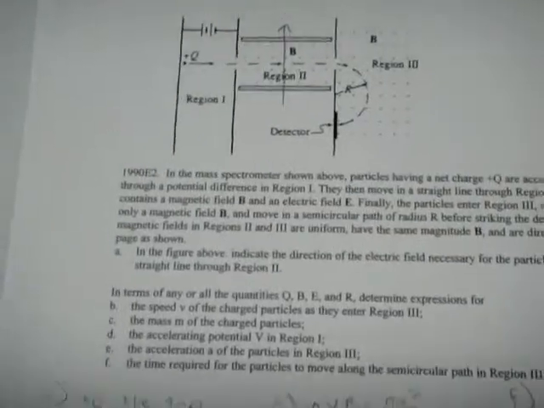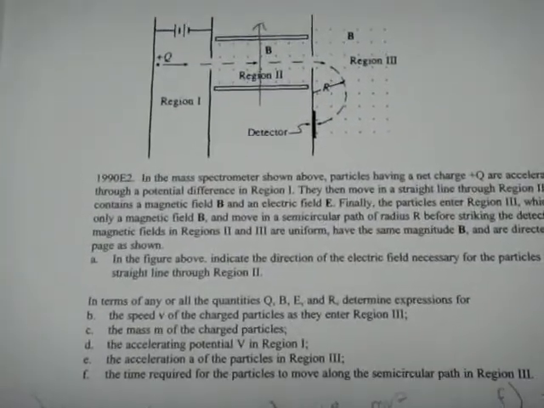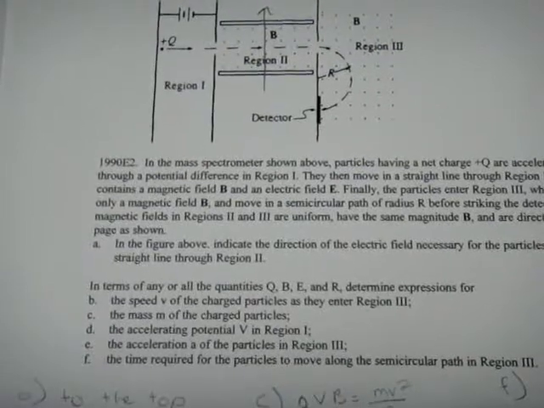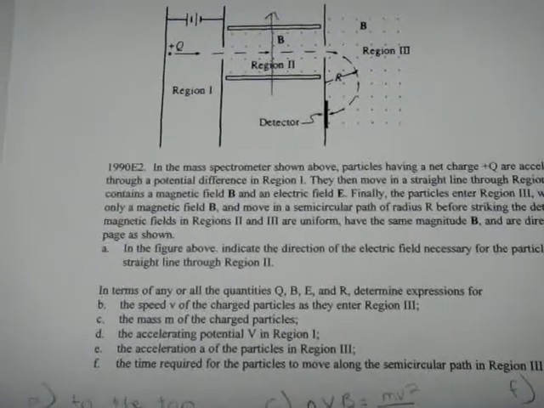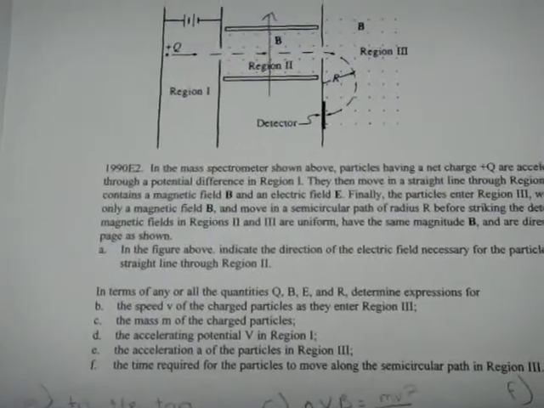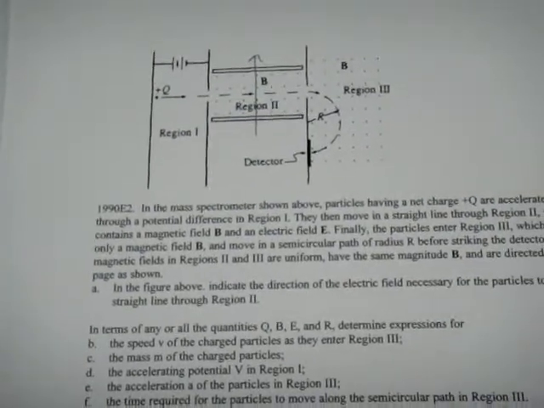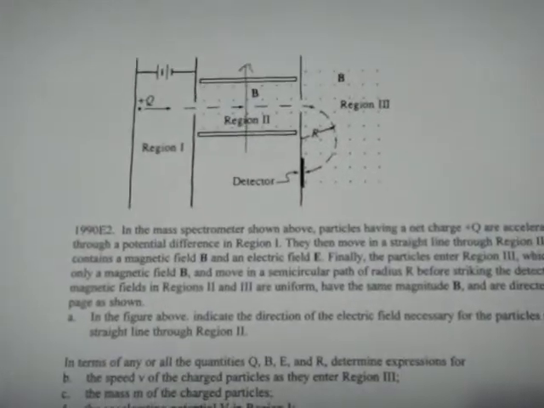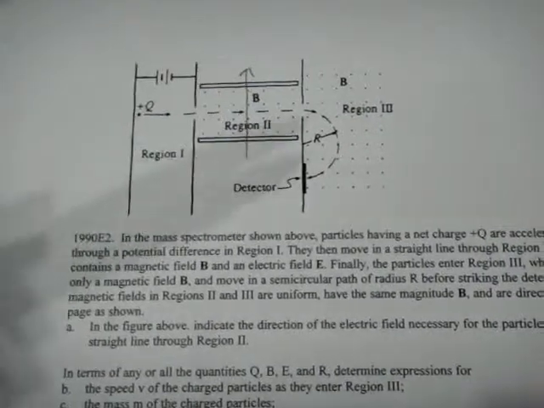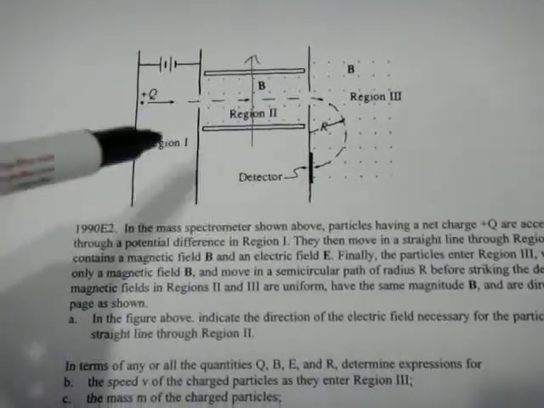Okay, now part B says, in terms of any of the quantities Q, B, E, and r, determine the expression for the following: B, the speed v of the charged particles as they enter region 3. So as they're entering region 3, they are exiting from region 2, which contains a magnetic and an electric field. So over here, part B.